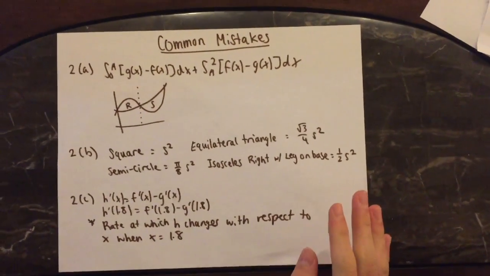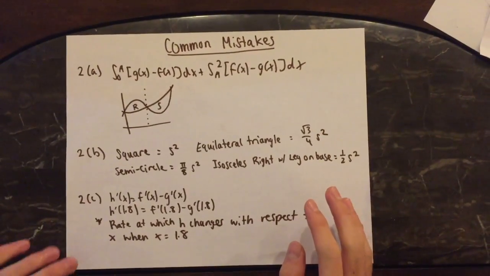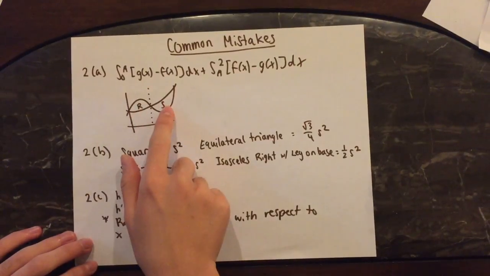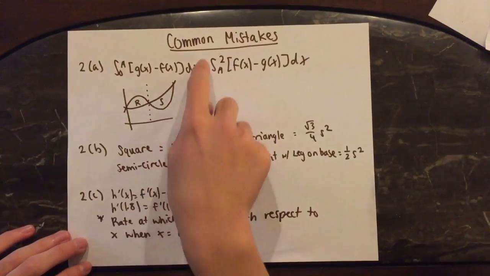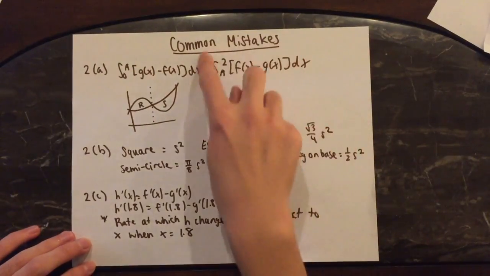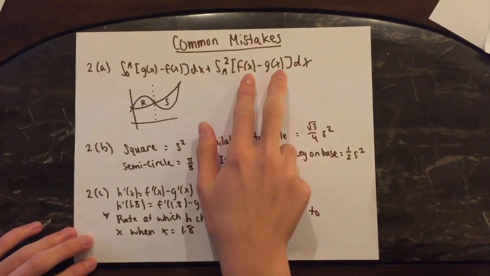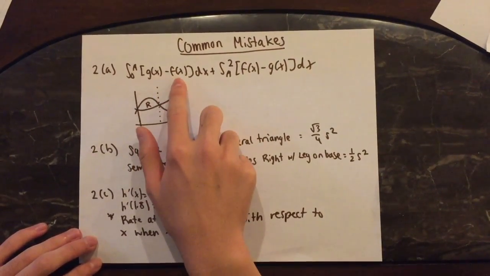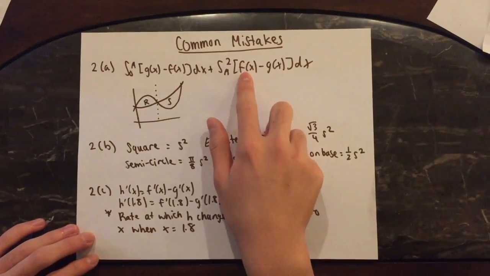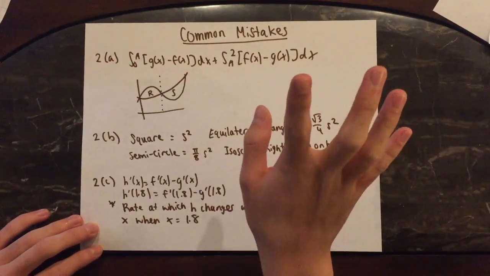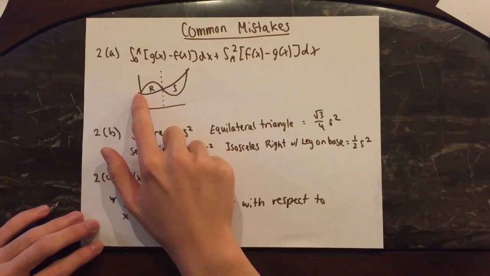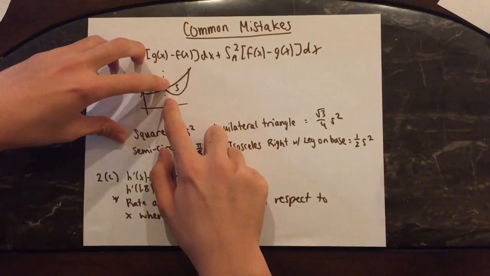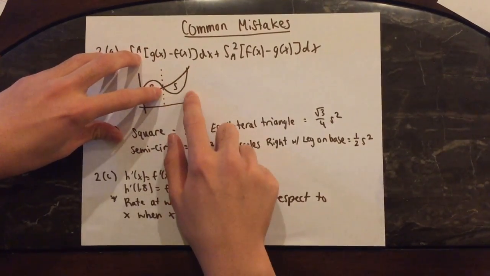Okay, some common mistakes that we see in this FRQ is at part A, when we're trying to find the sum of the regions of R and S. This represents region R and this represents region S. But people will forget to switch f of x and g of x. So they'll have g of x minus f of x, and for region S, they'll have g of x minus f of x again. But what you need to know is that f of x becomes the top for region S, while g of x becomes the bottom for region S.